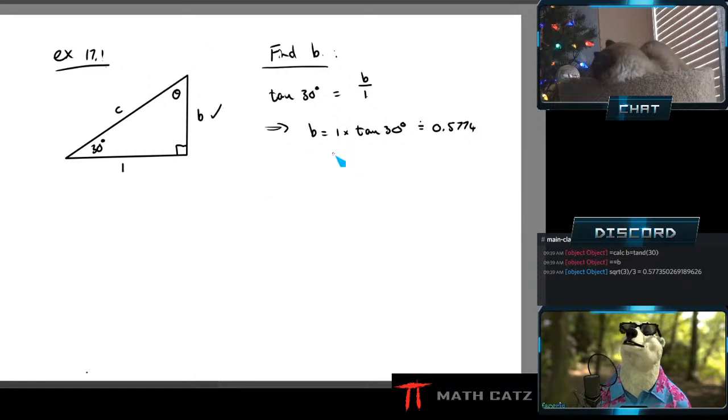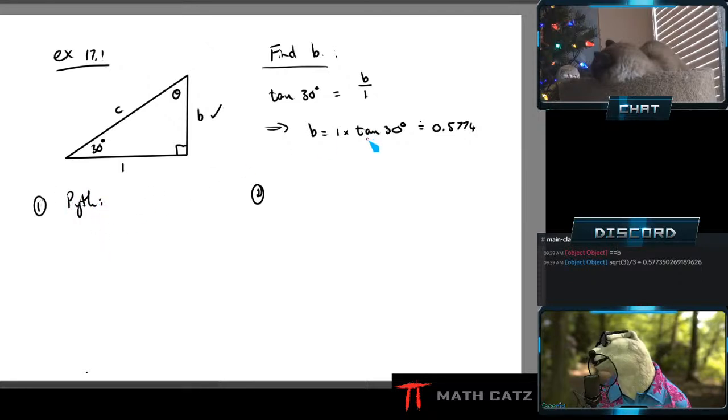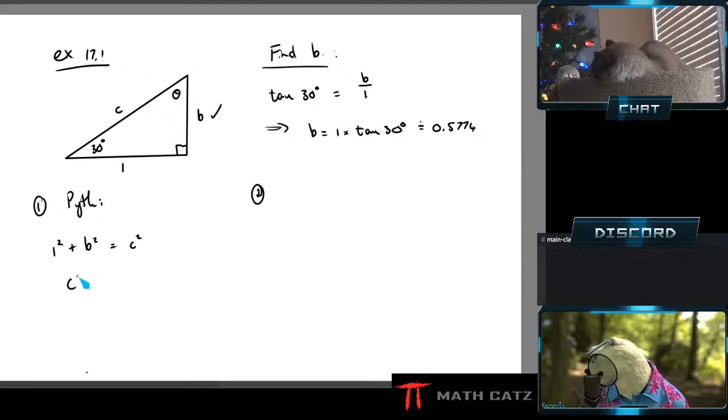So now I have a choice in terms of finding C. I guess I have two choices. One choice is I can use Pythagoras and the b that I have to say that 1 squared plus b squared equals c squared. Now I have the b, so whenever I need it, I'll use that number, but I don't want to put a rounded one in here. So c is then the square root of 1 squared plus b squared.